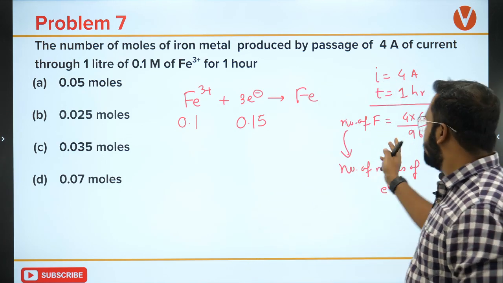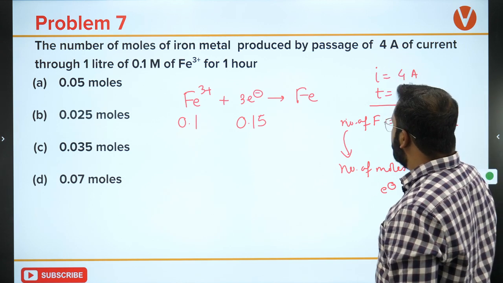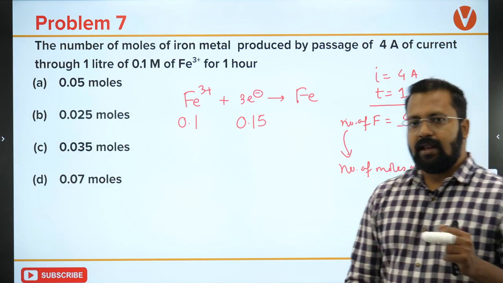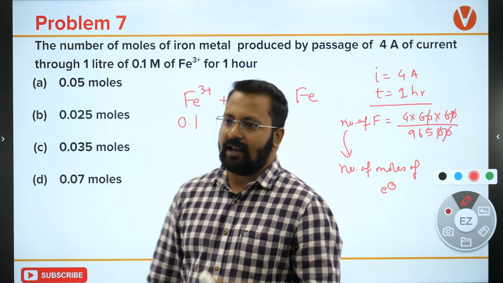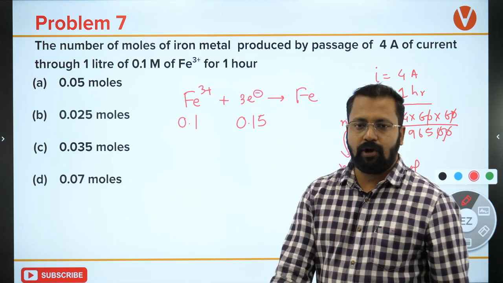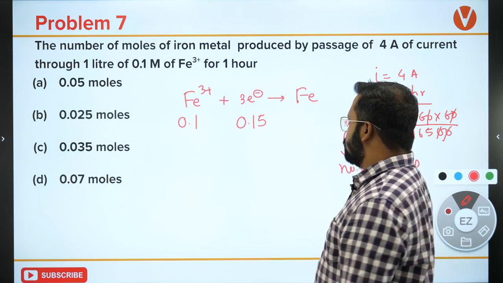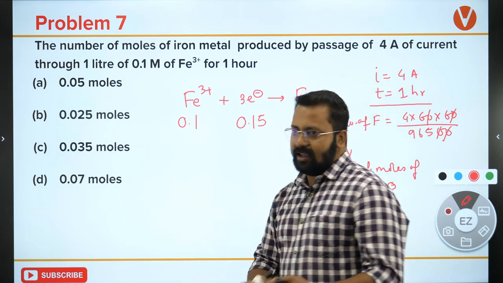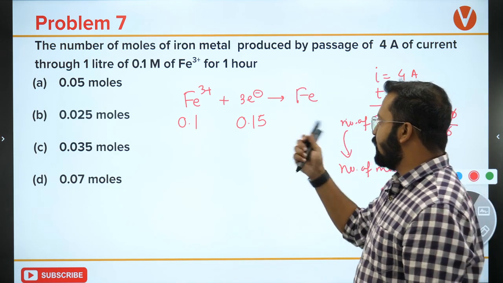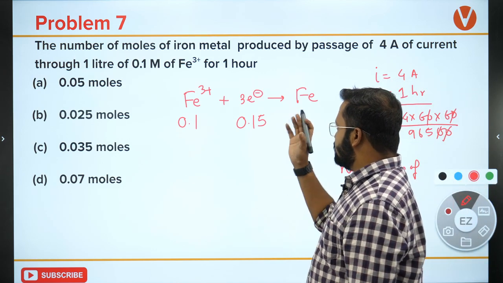Okay, how do you find the Faradays? You take the current times time and divide by 96500, you will get the number of Faradays. The number of Faradays tells you the number of moles of electrons. Once the number of moles of electrons comes, it will be 0.15. How much have you taken? 0.1. So which is the limiting reagent here? The limiting reagent will be your Fe. You have taken less Fe, and more electrons.